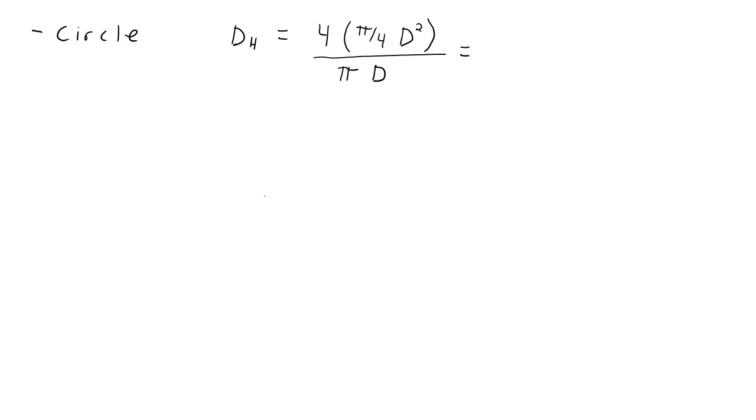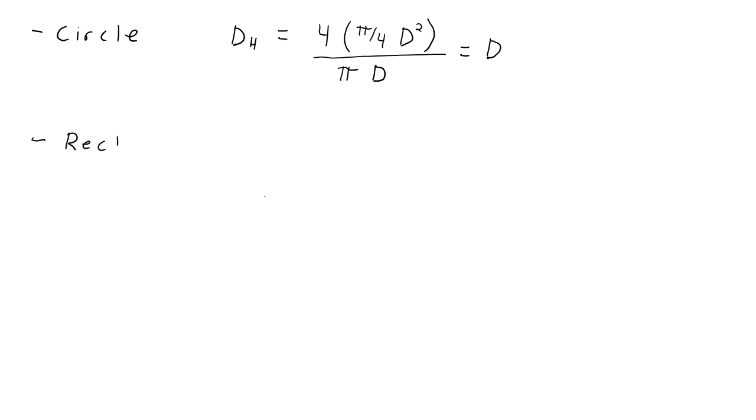So we'll go through a couple of examples of how to calculate a hydraulic diameter. For a circle, that's kind of the easiest example. This is part of the reason where that formula comes from. So it's 4 times the cross-sectional area. Well, cross-sectional area is pi over 4 d squared, divided by the perimeter. Remember the perimeter of a circle is the same as the circumference, so it's just pi times d. So lo and behold, you just get d. So the hydraulic diameter is a diameter.